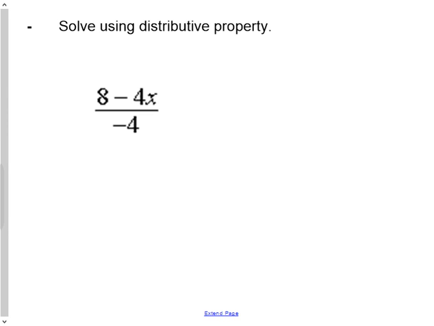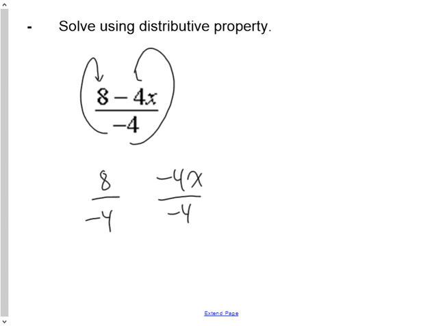Question number 11. So we're going to rewrite this as 8 divided by negative 4 and negative 4x divided by negative 4. 8 divided by 4 is 2. A positive divided by negative is a negative. Negative 4 divided by negative 4 is a positive 1 over 1. So we're going to have a plus 1x or just plus x. If you have the coefficient of 1, it's not wrong, but it drives me crazy, so don't write 1 coefficients.